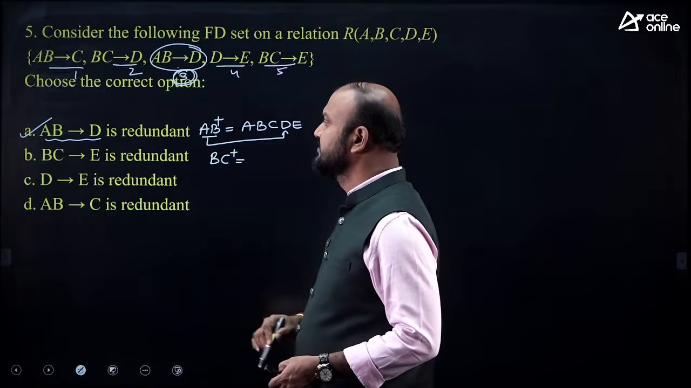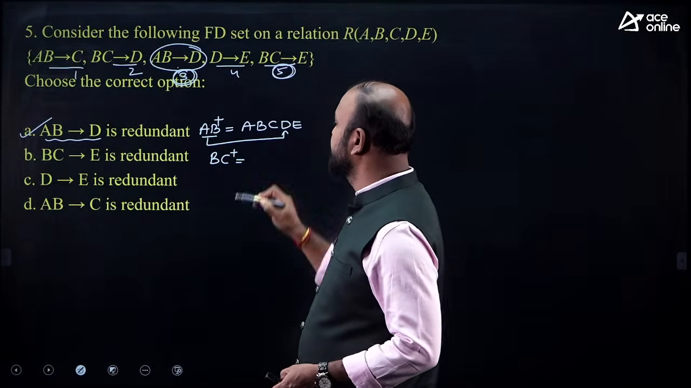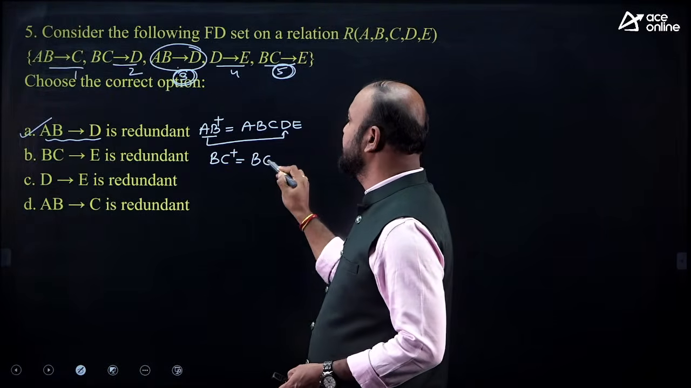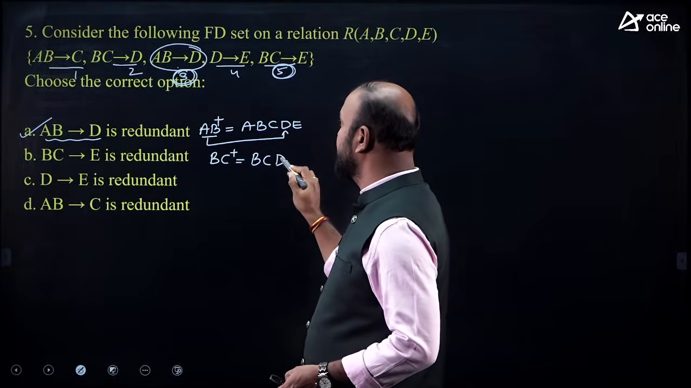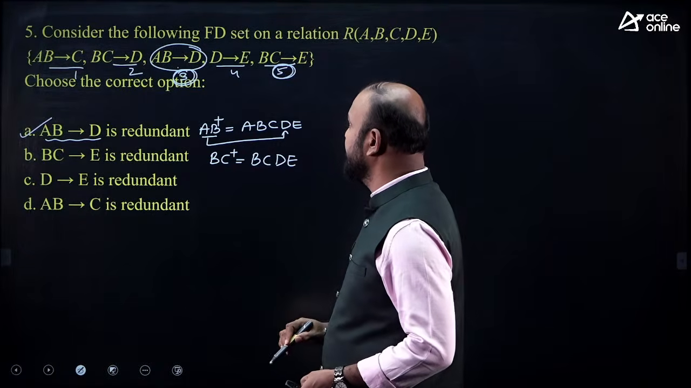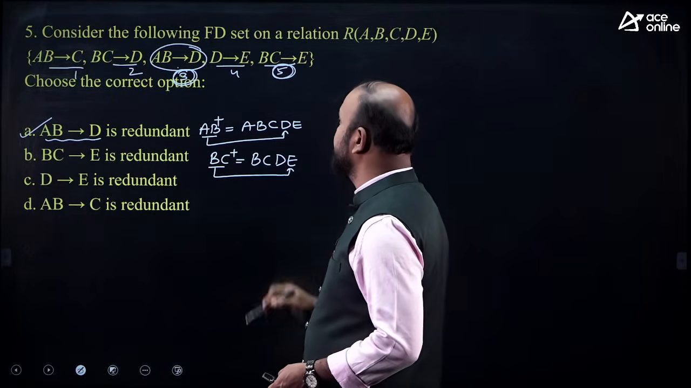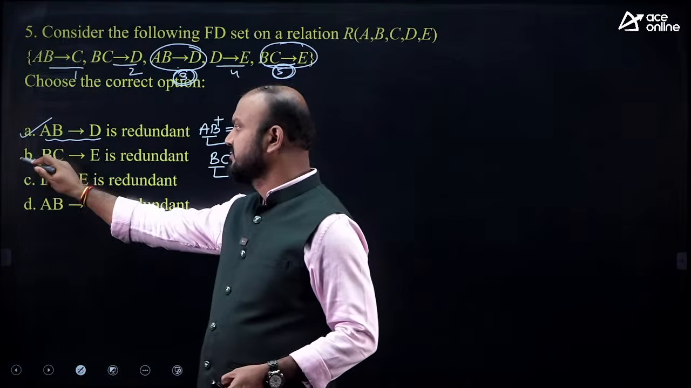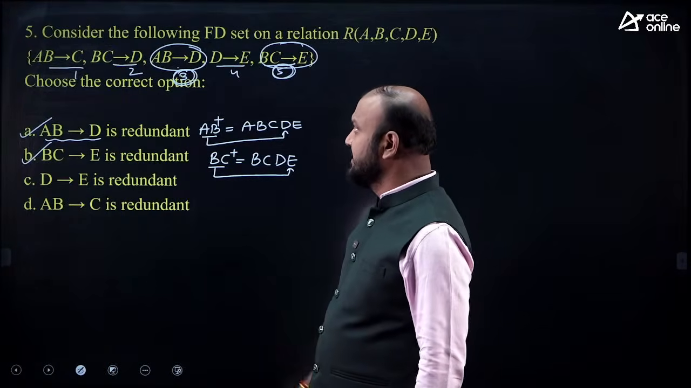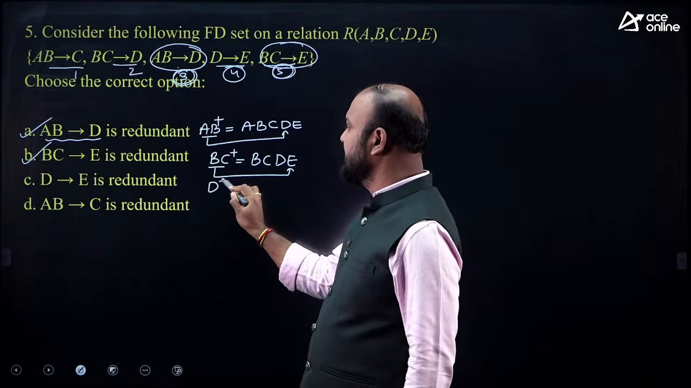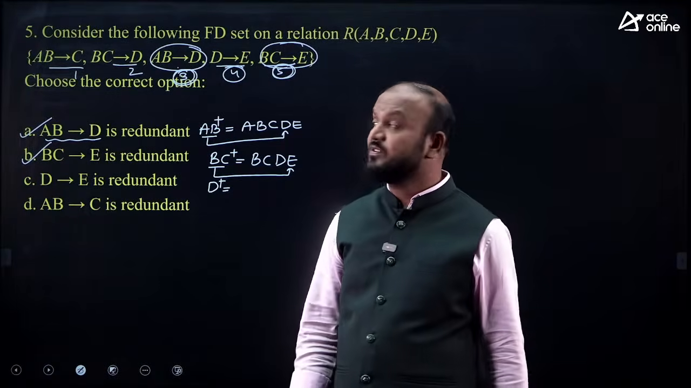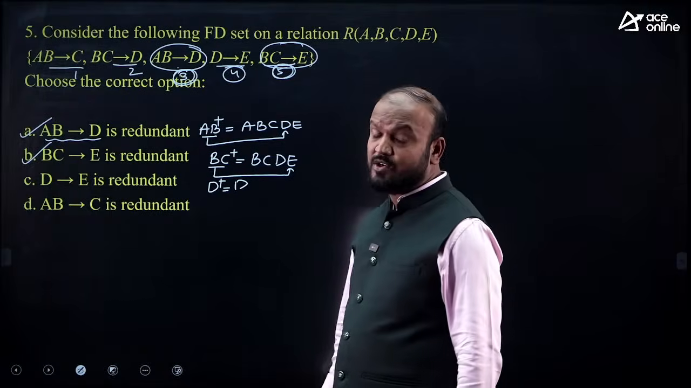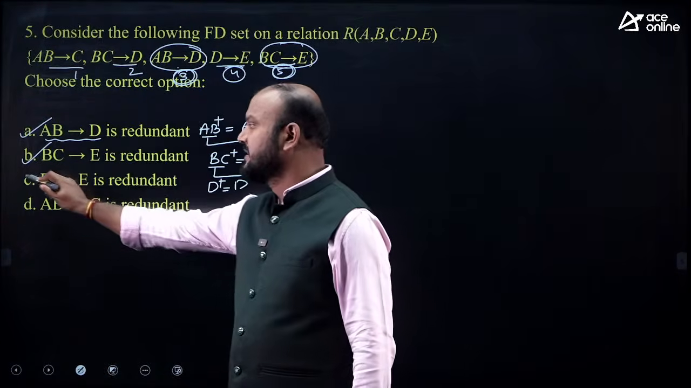Check for BC closure. What is BC to E? The 5th one you are checking. The 5th one you have to check with 1, 2, 3, 4. What is BC closure? BC, with 2 we have D, with 4 we have E, right? What is expected? BC should derive E. So BC to E is also redundant. D to E is redundant means the 4th one we are checking. How to verify whether the 4th one is redundant or not? The 4th one you should get with 1, 2, 3 and 5. What is D closure in 1, 2, 3 and 5? D closure is D but not E, so D to E is not redundant.